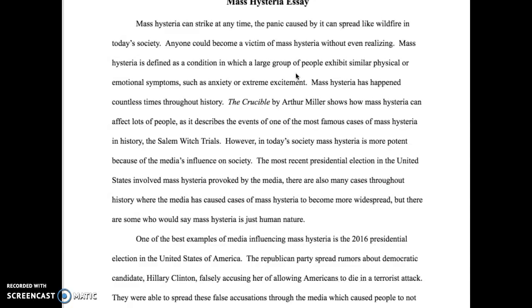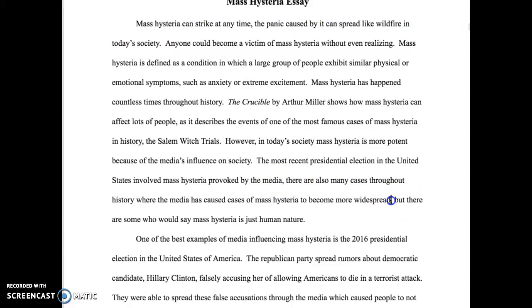So, starting off with your paper right away, those are the two things you can fix, but how you start off the essay is pretty good. "Mass hysteria can strike at any time, and the panic caused by it can spread like wildfire in today's society." So I think this is a pretty good image to get us started with what mass hysteria is. However, you do have a comma splice in your intro, and you do have it here.